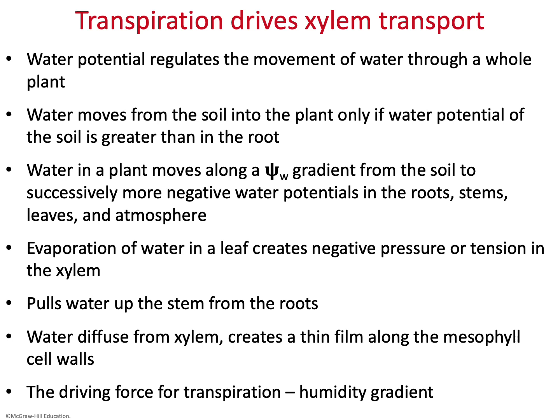Stems, leaves and atmosphere also have negative water potential. So evaporation of water in a leaf creates a negative pressure, or a tension, in the xylem. This pulls water up the stem from roots. The strong pressure gradient between leaves and the atmosphere cannot be explained by evaporation only. It depends on how, as water diffuses from the xylem of the leaf, it forms a thin film of water along the mesophyll cell walls.